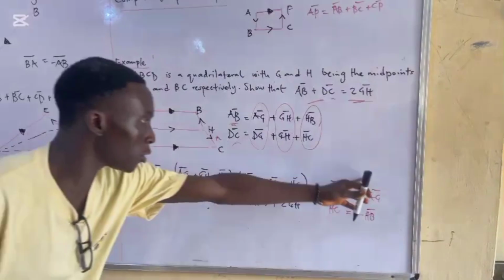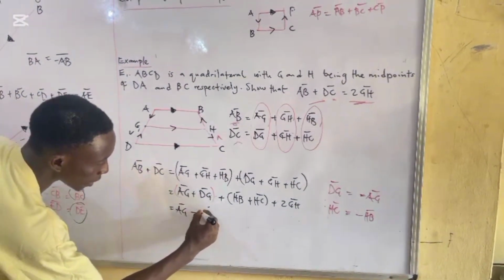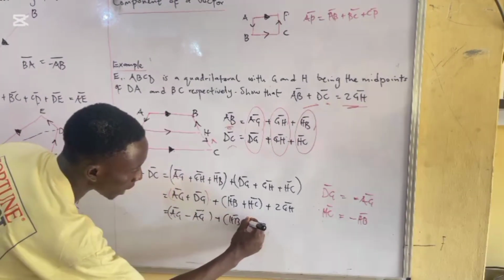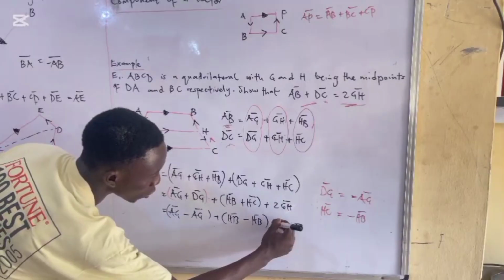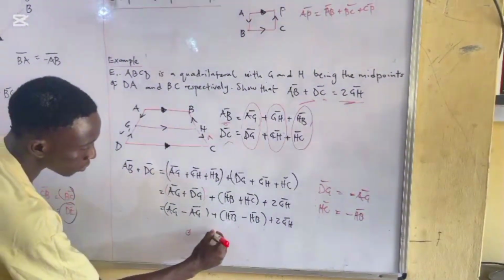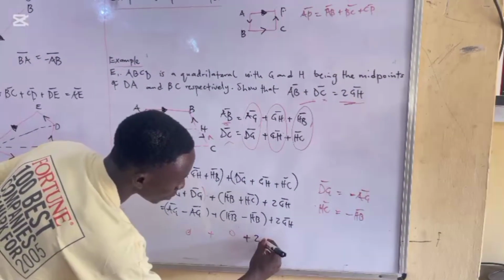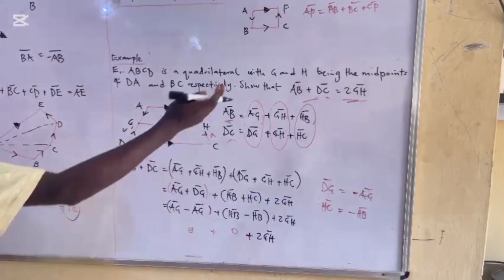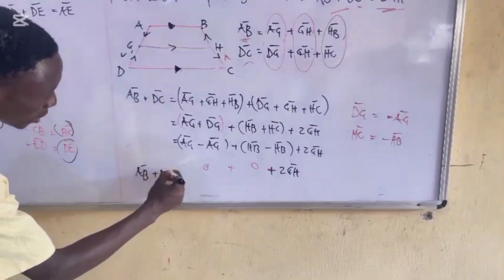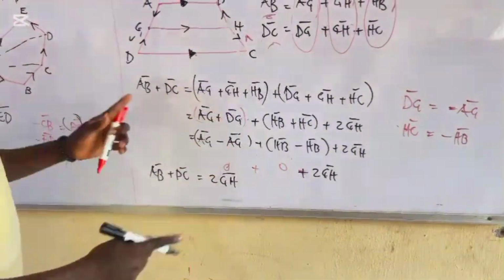So now, let's insert our new quantities into the equation. We have AG minus AG plus HB minus HB, then plus 2GH. And we can see that this one will amount to 0, and this one to 0, and we have plus 2GH, which means that AB plus DC is 2GH.